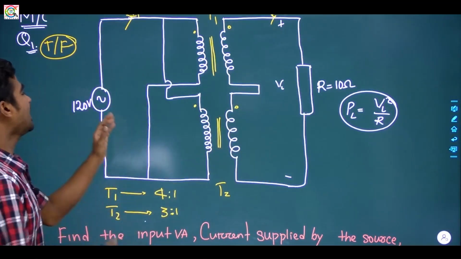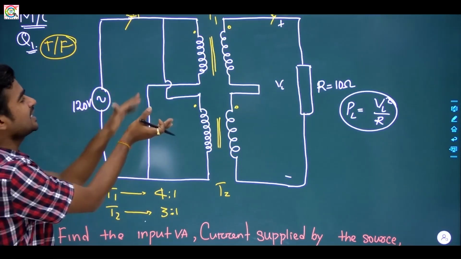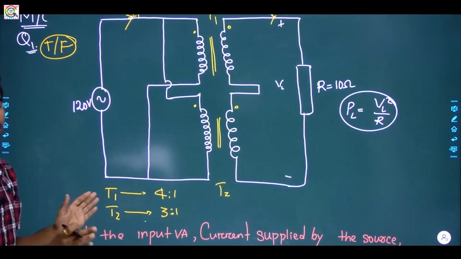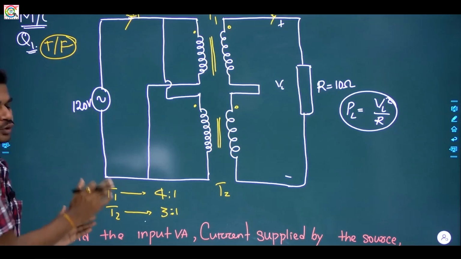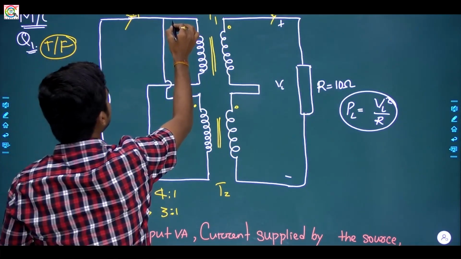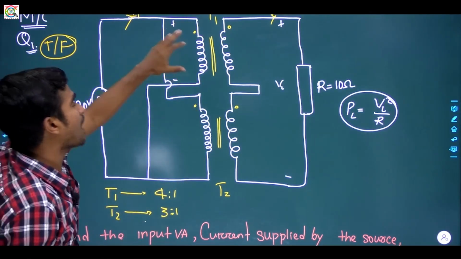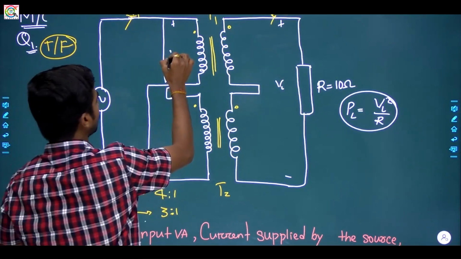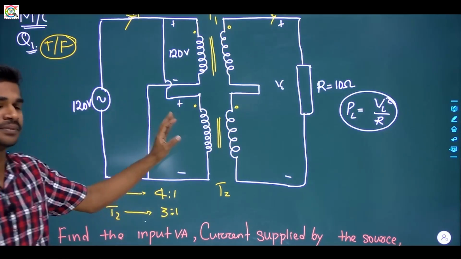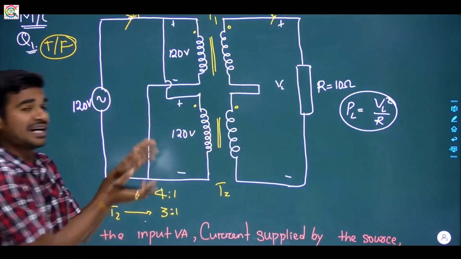But the primaries of the two transformers are connected in parallel, and they are excited by a voltage source of 120 volt. The meaning is the voltage across the primary of the first transformer will be 120, and the voltage across the primary of the second transformer will be 120 volt, because these are connected in parallel.